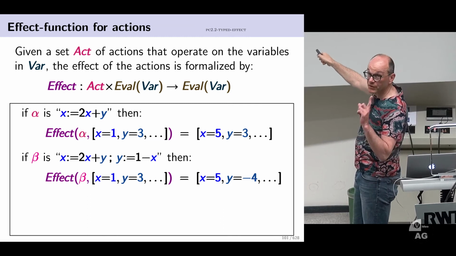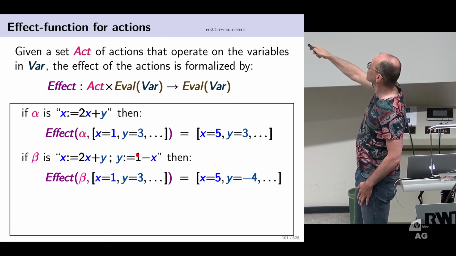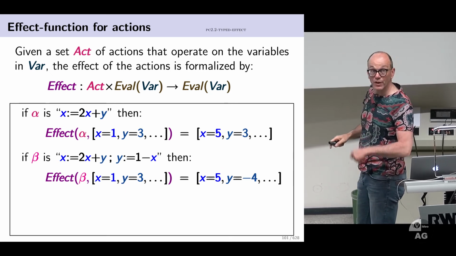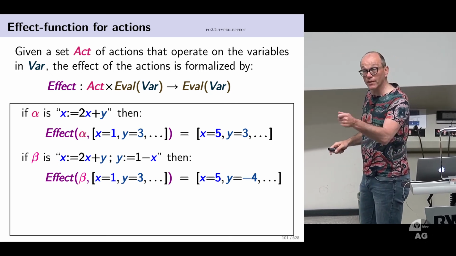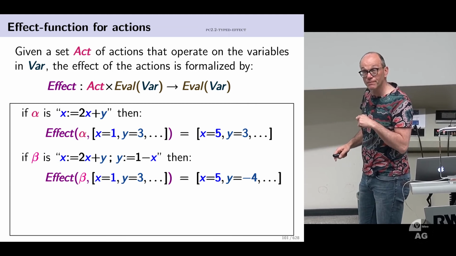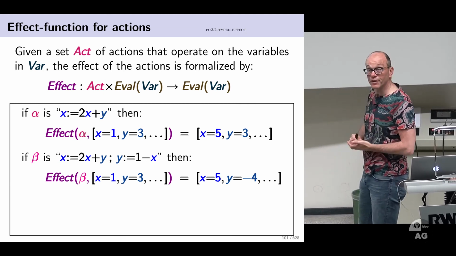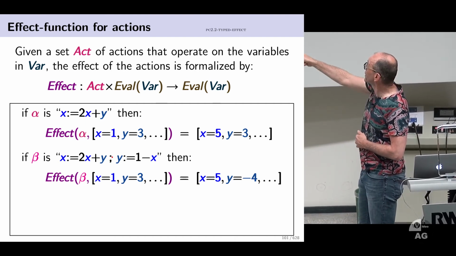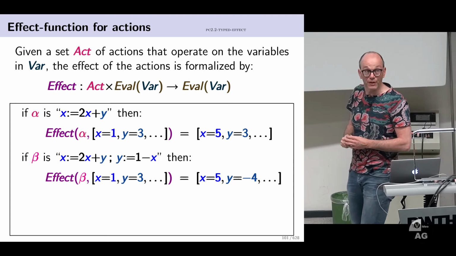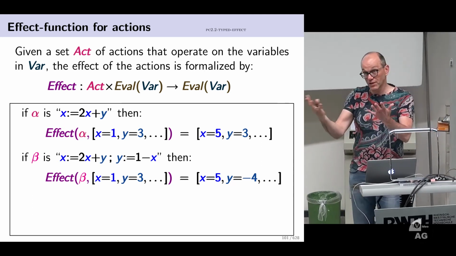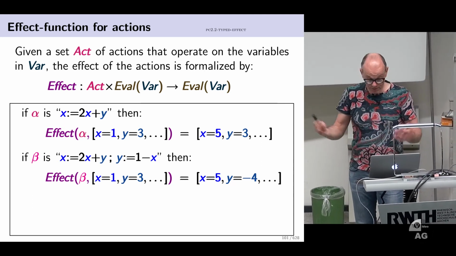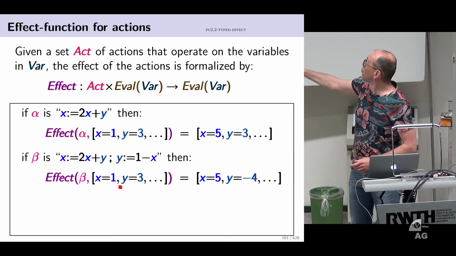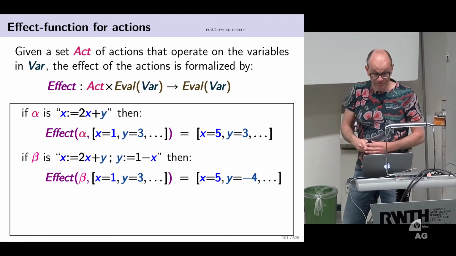Then we say y becomes 1 minus x. So based on this 5, y becomes 1 minus 5, which is minus 4. And that's why we get minus 4 here. This has to do with the semicolon here, that we take this assignment after we did the previous assignment. We model this in this case by 1 action, but that's why we get minus 4 here, and not 1 minus 1, which would be 0.